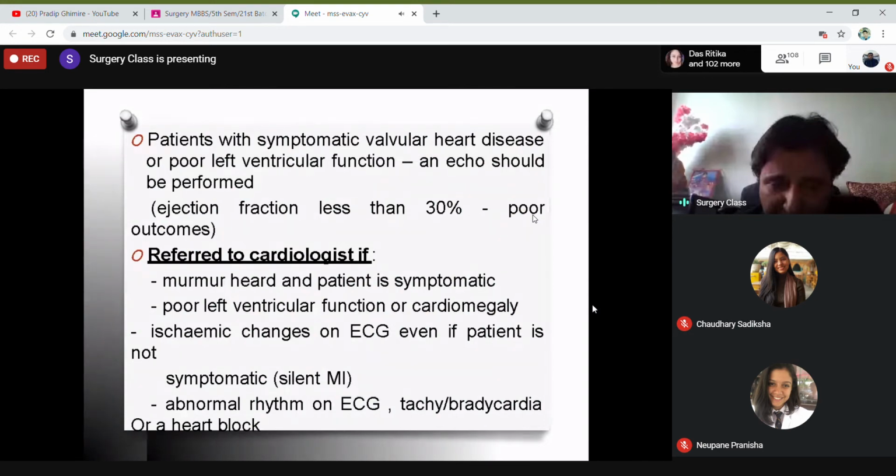these sort of patients, you have to have an echocardiography done, and the ejection fraction of the left ventricle has to be mentioned whenever you are doing the echocardiography. If the ejection fraction is less than 30%, then the surgical outcome may become poor. So you have to evaluate the echocardiography, see the ejection fraction, and refer to the cardiologist if required. Even for ischemic changes or abnormal rhythm on EKG, you have to have a cardiologist consultation.